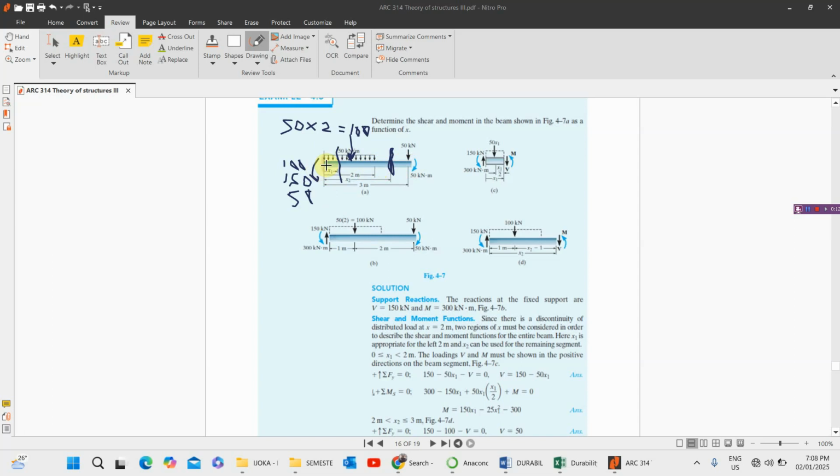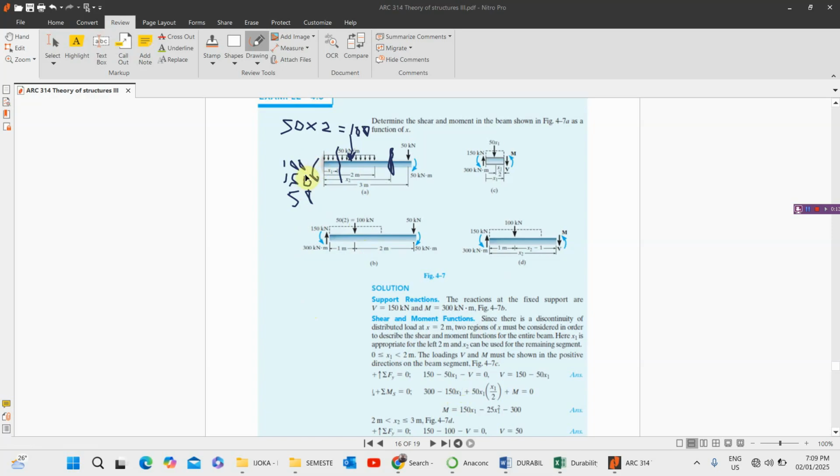Let me say when our x is cut from 0 to 2 meters, we can use it, outside 2 meters we use the second expression. So for this particular one, we have 300 minus this 150 x1. How do we get 150? I told you that the 150 is the shear force, 150 times x1. Because the moment is coming this way, which is positive, but the shear force is coming this way, which is negative, that's why we're having minus 150 times x1.